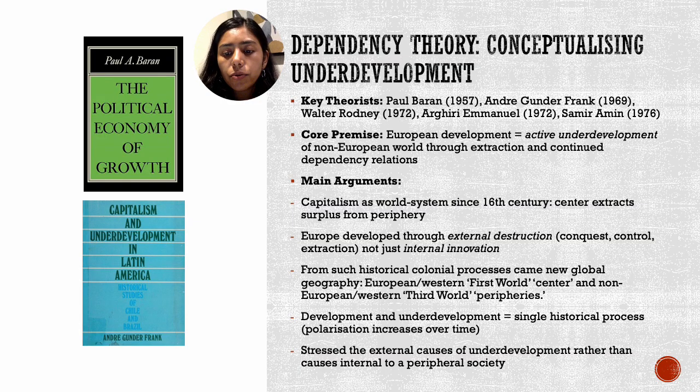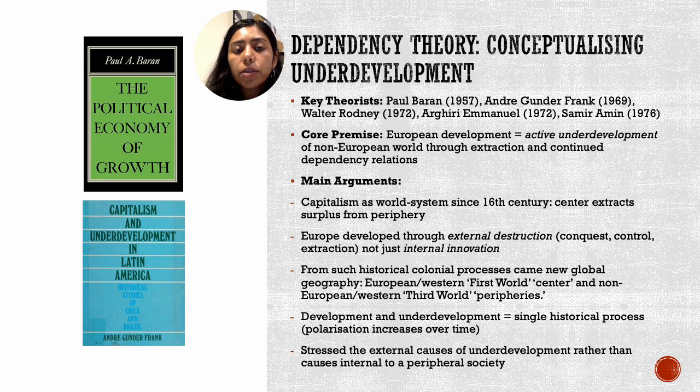Now, in response to these modernization theories, out of which I've only presented a few, Rostow and Hoselitz, emerged dependency theory. Although it's more apt to call them dependency theories because there were important differences amongst these theorists as well. So the key theorists here were Paul Baran, Andre Gunder Frank, Walter Rodney, Arghiri Emmanuel, Samir Amin, to name just a few. And the core premise was that European and US development was predicated on the active underdevelopment of the non-European world through extractivist policies and actions.